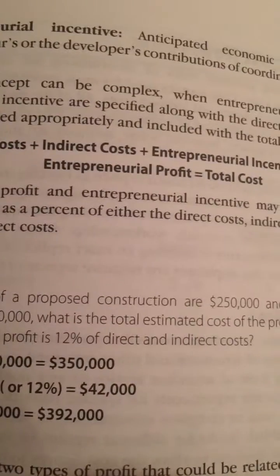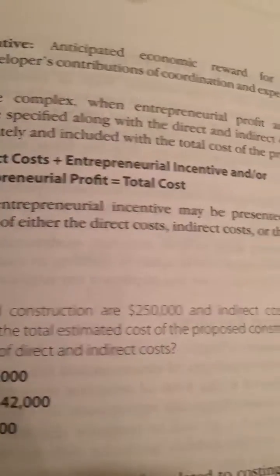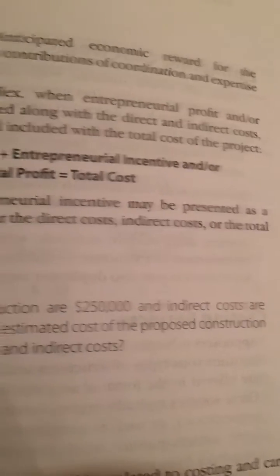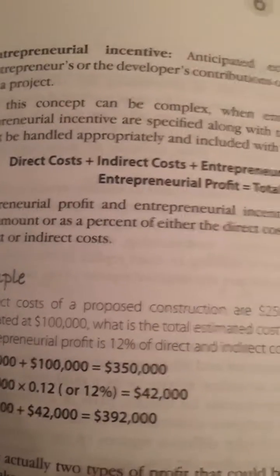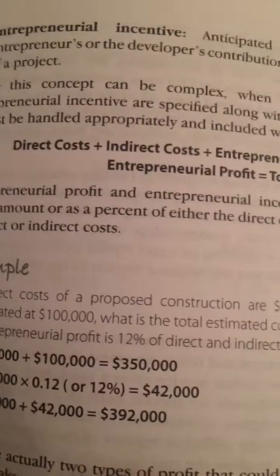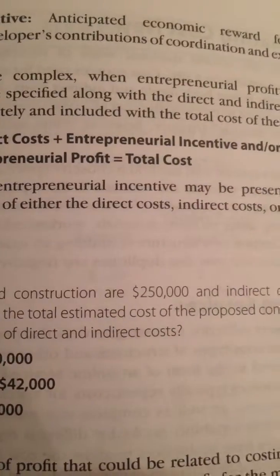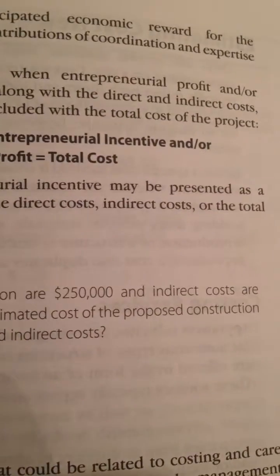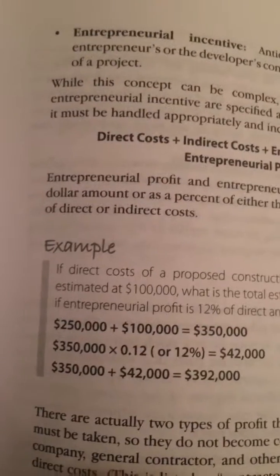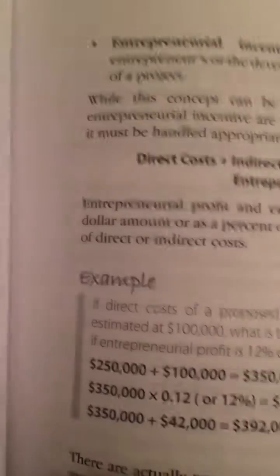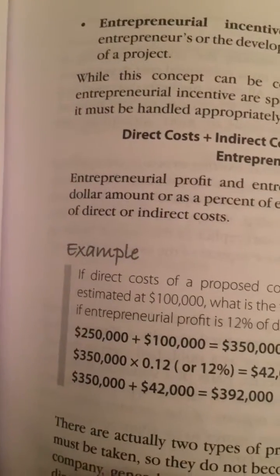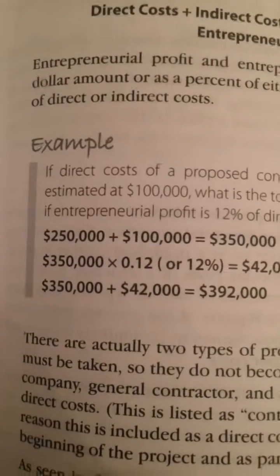Entrepreneurial profit and entrepreneurial incentive may be presented as a dollar amount or as a percent of either the direct cost, indirect cost, or the total of direct or indirect costs.